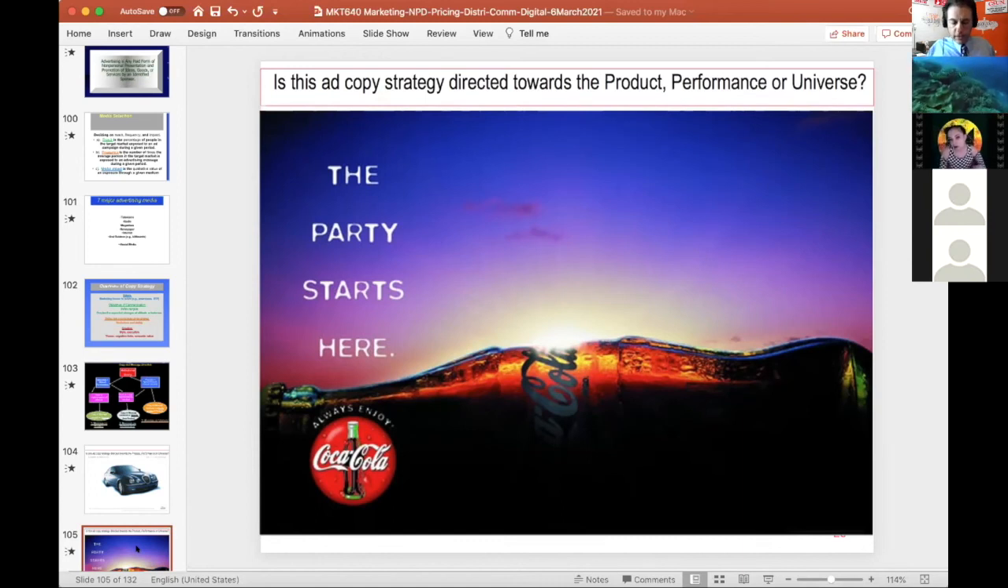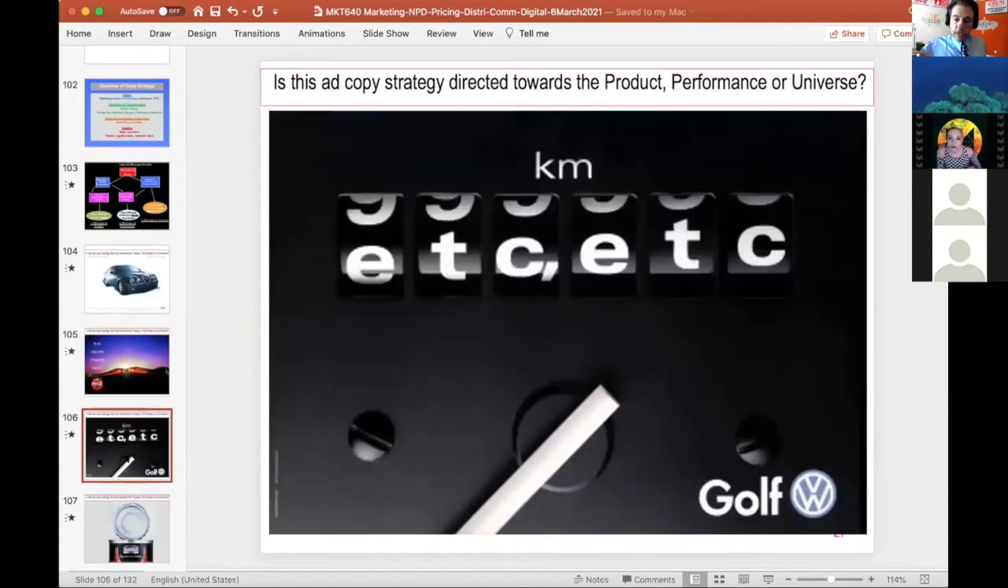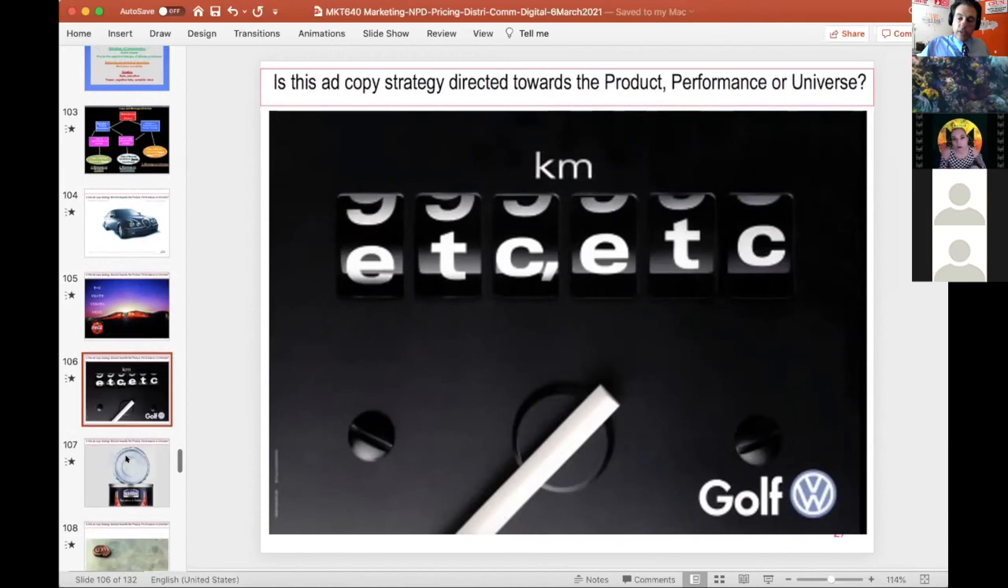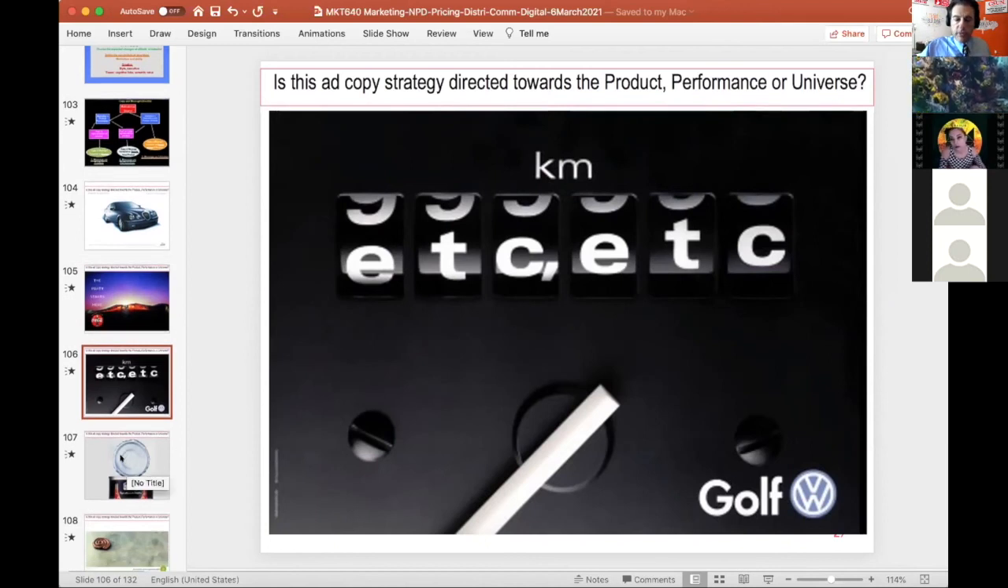So every ad is not just one, it can be a combination of the 3, but it's very important to understand that when you do the creative, you have to think about this. This is a Volkswagen Golf, and it shows the mileage dial, and it says etc. Does it show the universe? No, you can't see where this car is being used. It doesn't show the product because you don't see the product. Therefore, it's the performance. It gives you, in a creative way, an image of reliability, performance, and so forth.